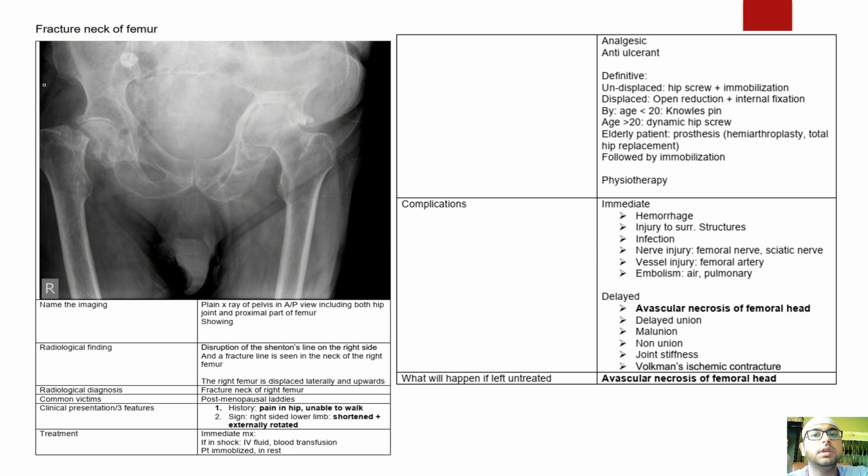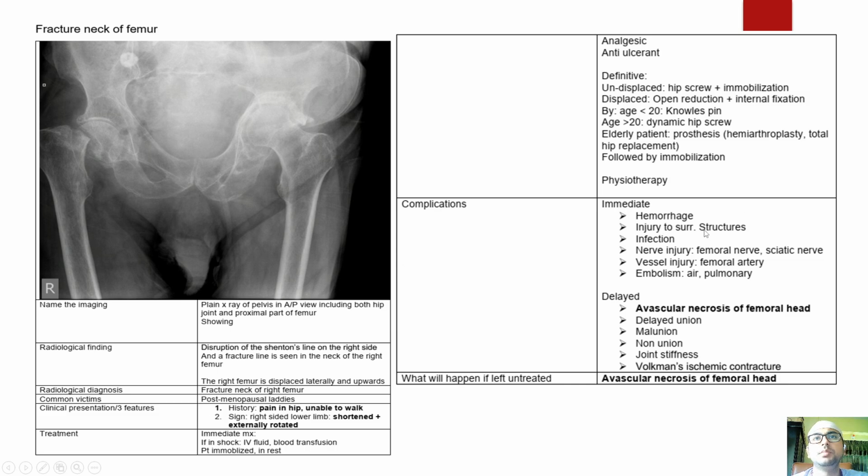And if the age is less than 20, then the Neufeld pin is inserted. If more than 20, then dynamic hip screw. I think dynamic hip screw is more common up to 70 years, and after 70 years, a hemiarthroplasty is needed in case of an elderly patient, followed by immobilization and physiotherapy.